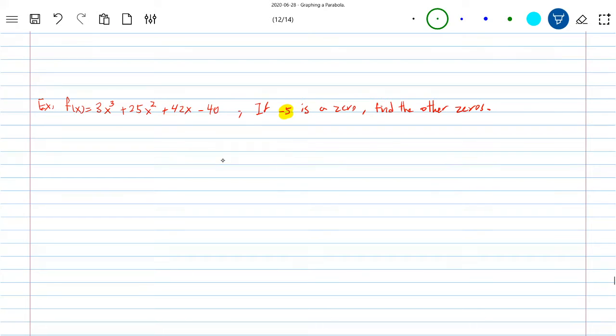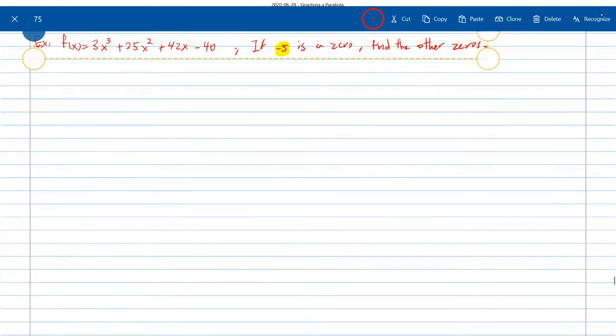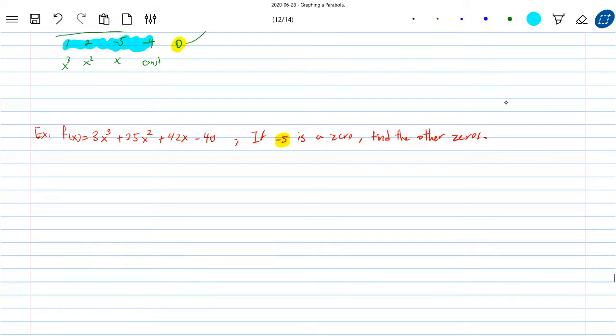Okay, here's another example. Let me shift this up a bit. Here we go. You're given a polynomial with a 0. They say if you replace negative 5 into the polynomial f of x, it's a 0. And they ask you to figure out what the other zeros are. So what does it mean? That means I know negative 5 is a 0, which means f of negative 5 equals 0. And by the factor theorem, this means x minus negative 5 is a factor of f of x.